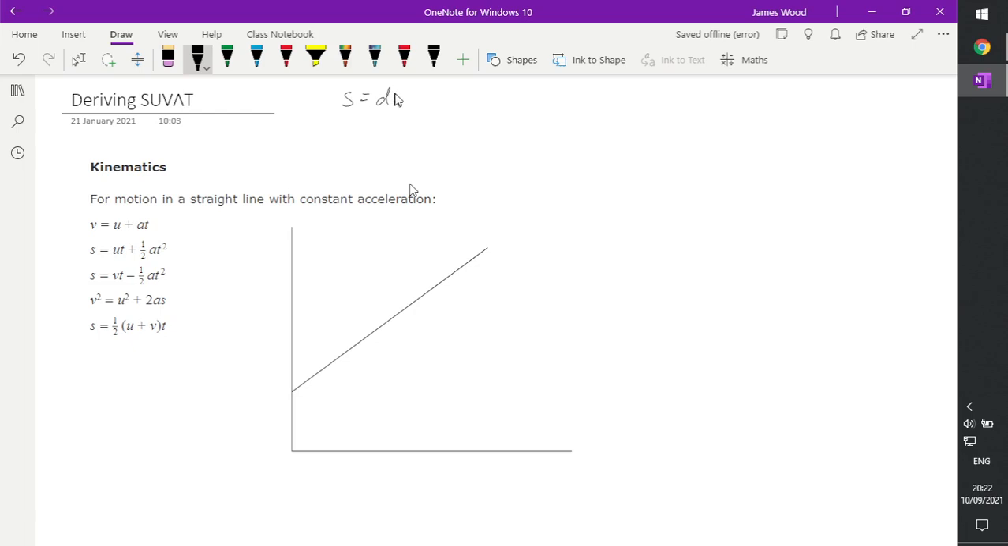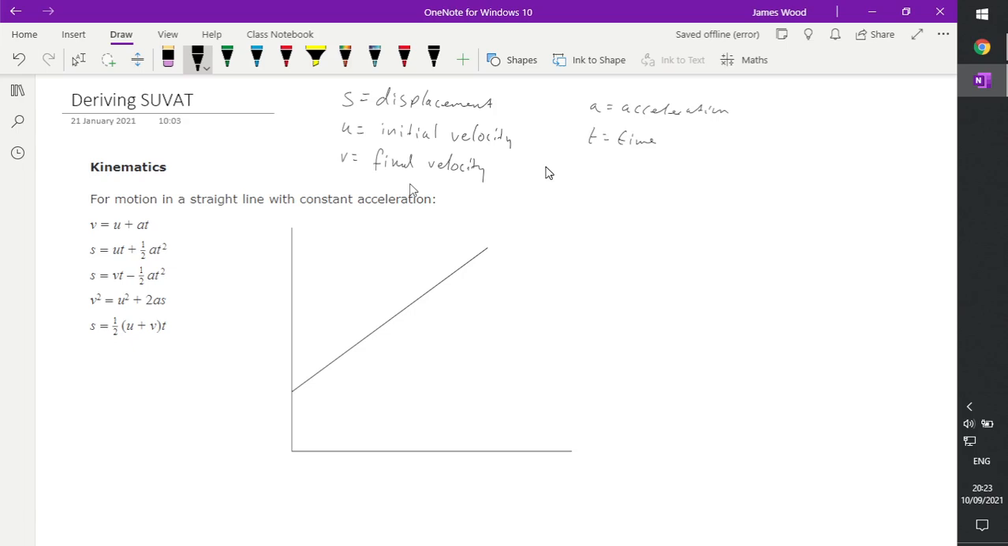So S is displacement, U is initial velocity, V is your final velocity, A is acceleration, and T is time. Now, depending on what your scenario is that you're looking at, you can obviously pick a different formula to help you solve some problems. So perhaps you know U, A, and T, and you want to find V, in which case you would use the first formula, and so on. It just depends on the information you've been given.